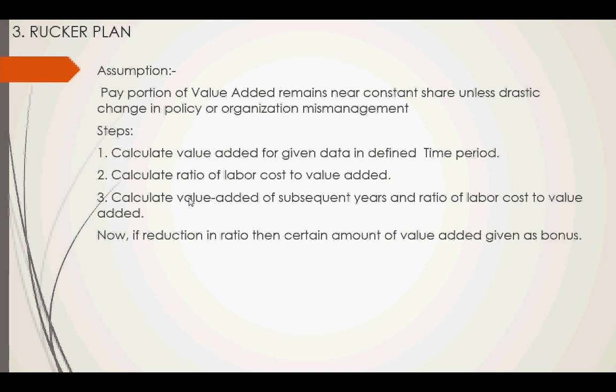Number 2, calculate the ratio of labor cost to value added. In the process of value addition, what were the expenses of labor? Number 3, calculate the value added of subsequent years and the ratio of labor cost to value added. Now if there is a reduction in the ratio, then a certain amount of the value added is given as bonus. So this is also very simple.